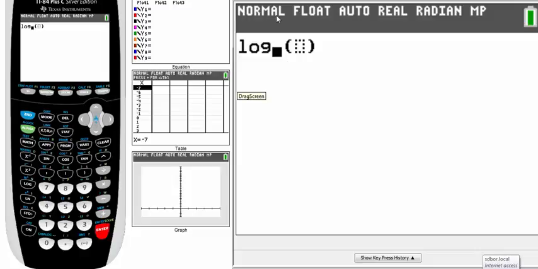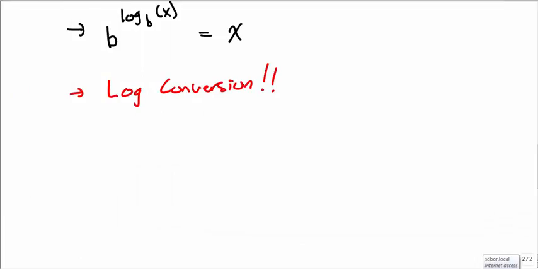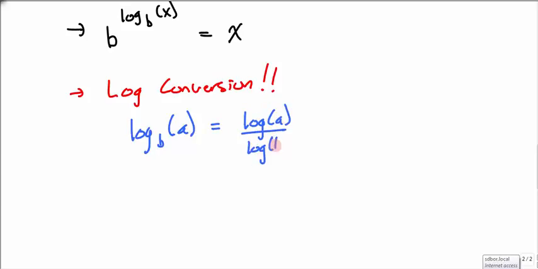So the question is, how do we work with a calculator that doesn't have that to solve the same types of problems? And that has to do with our log conversion. So for a log conversion, we might have a problem, let's say, like log base b of a. This converts to log of a over log of b. So I can work the same problem with a different base, and I can convert it to a common base. Because remember, when I have just log of a, that means common log.